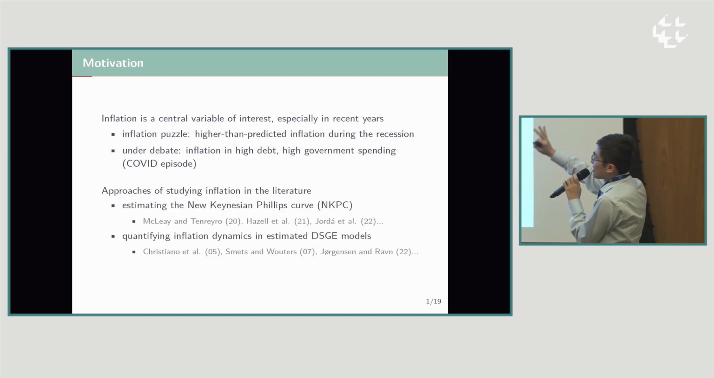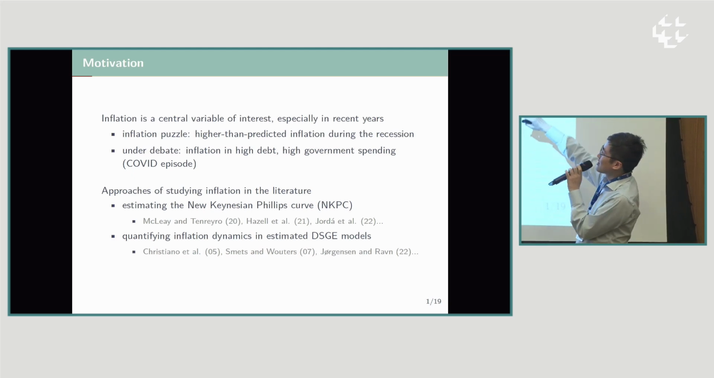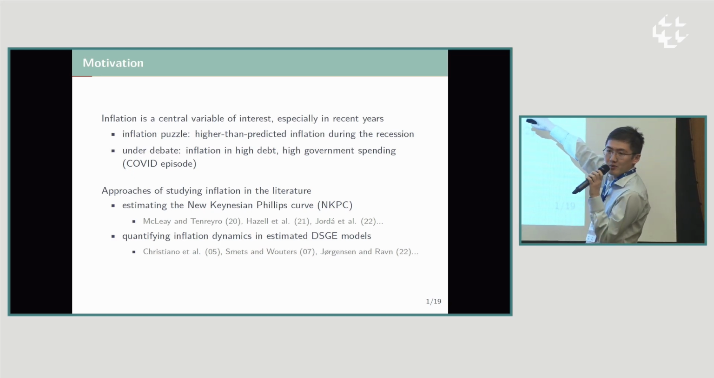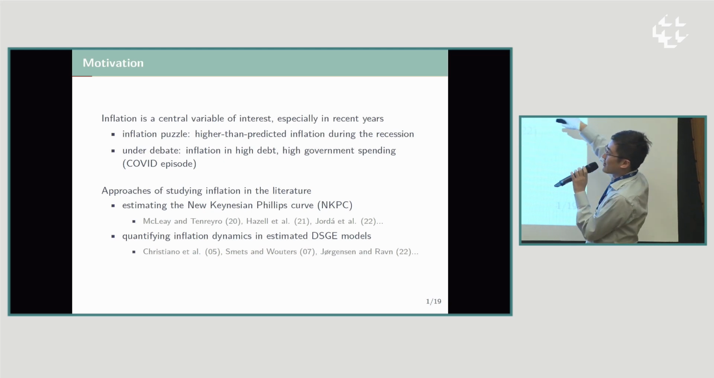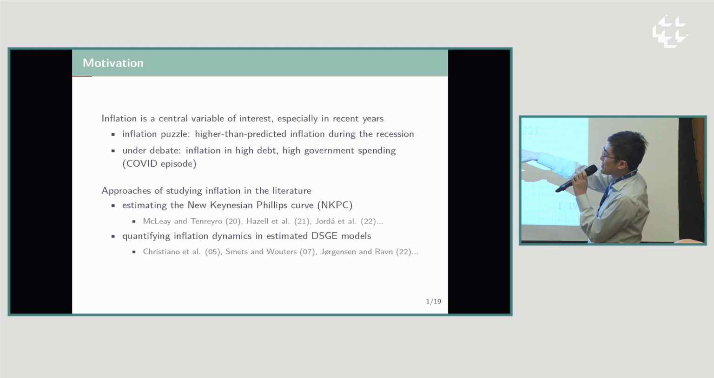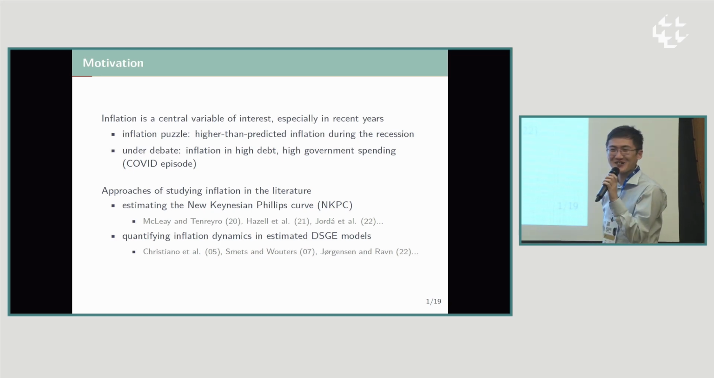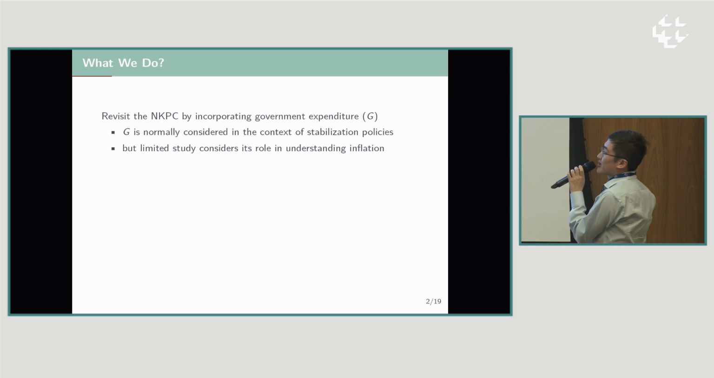So in the literature, when they study inflation, there's typically two ways. One way is trying to estimate the inflation Phillips curve in reduced form. There's a list of recent works on this. Another way is to quantify inflation dynamics in estimated DSGE models, including the work by Jorgensen, which is cited here. Okay, great. So what do we do in this paper?